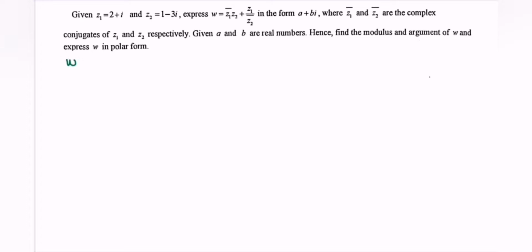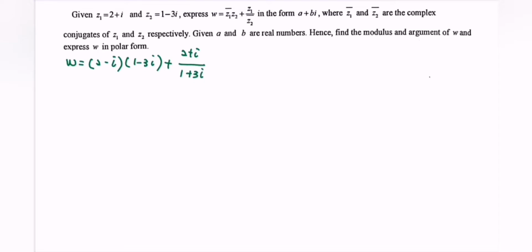So here we have w equals the conjugate of z sub 1. Here we have 2 minus i, which is the conjugate of z sub 1, multiplied with z sub 2, which is 1 minus 3i, plus the division: z sub 1, which is 2 plus i, over the conjugate of z sub 2. So focus on the imaginary part. From negative 3, it becomes positive 3i.